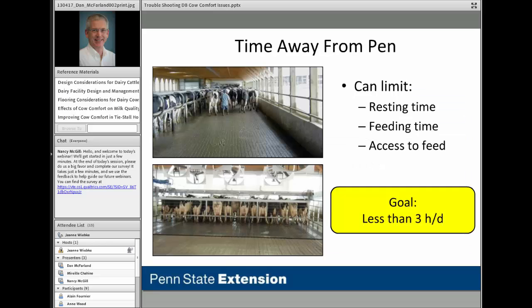Time away from the pen can limit resting time, feeding time, and access to feed. And this is one thing that a number of people have pointed out, and I found too, that the more time they spend away from the herd, or from that group, the less time they have to do these things, the more problems it can cause. So the goal is around 3 hours per day total away from the pen. That gives them adequate time to meet that time budget that Rick Grant put together to eat, rest, socialize, and ruminate.